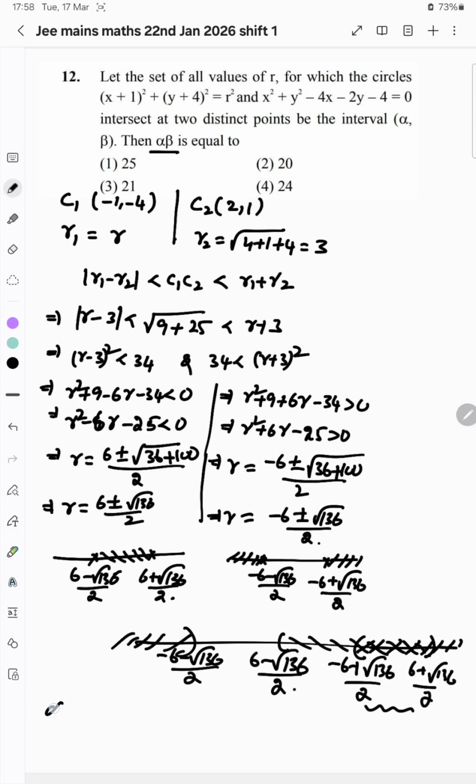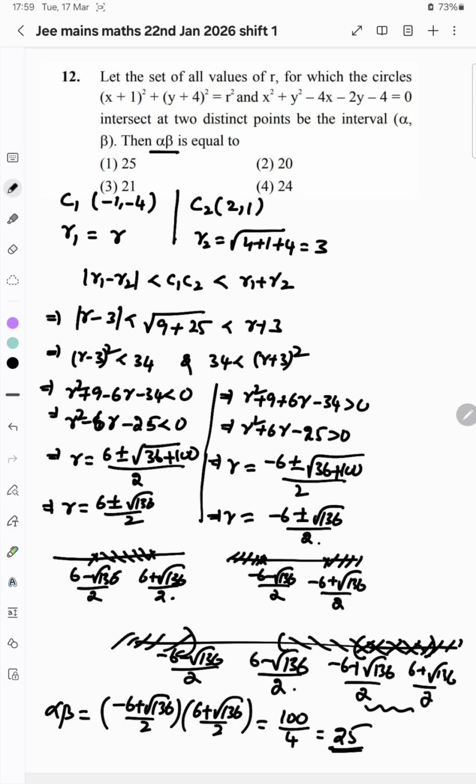Now we should find the product only. So alpha beta means (-6 + root 136)/2 times (6 + root 136)/2. This is the calculation we are going to do. It is in the form (a - b)(a + b), so a square minus b square means 136 minus 6 square, which is 36. So you will get 100, divided by 2 square, which is 4. So the value is 25. So option 1.